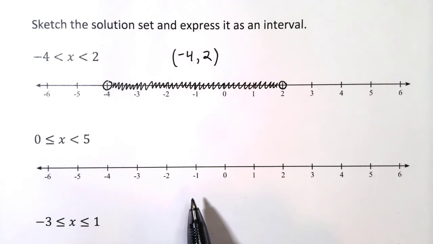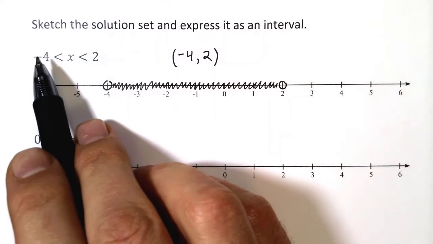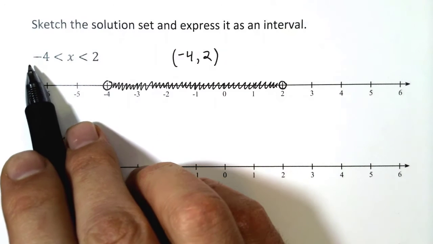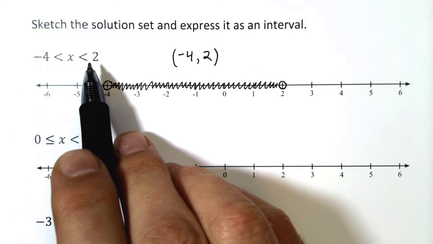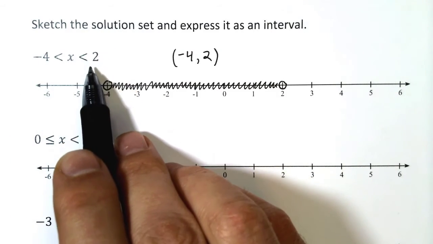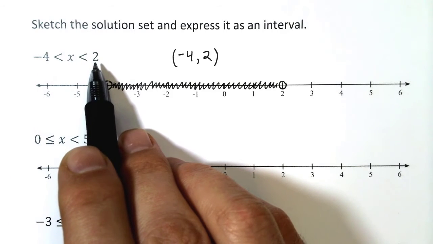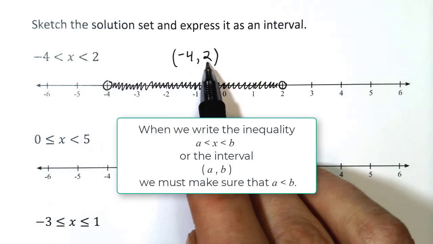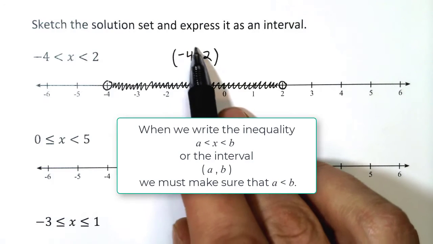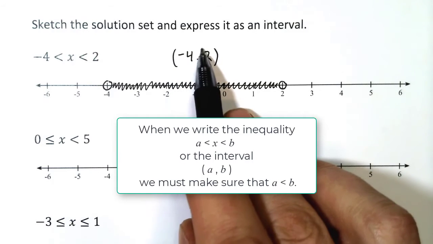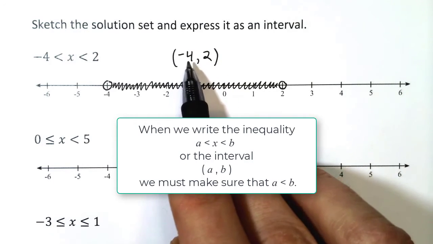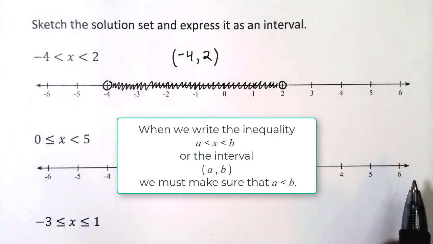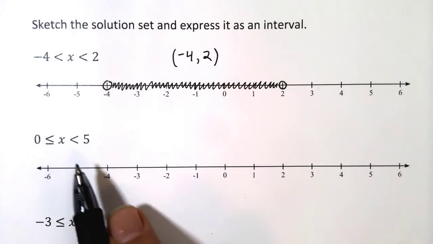Now, one very important thing to note is that the number on the left always has to be less than the number on the right. Otherwise, this doesn't make sense. Same thing in the interval notation. This number always has to be a less number than this one. If you don't have that satisfied, you've done something wrong. Okay, let's go to the next one.